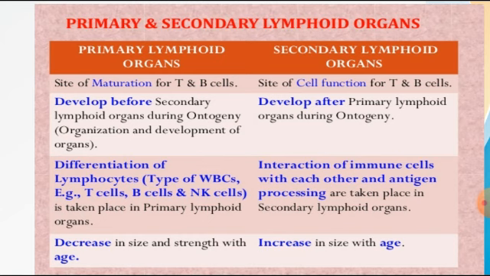And the next difference is about differentiation. The differentiation of lymphocytes takes place only in primary, and in secondary there is no differentiation. Instead of differentiation, there is interaction of immune cells with each other and antigen processing. And at last, about the anatomy of the organs, the primary decreases in size and strength with age, and the secondary increases in size with age. So that's all the differences between the primary and the secondary lymphoid organs. Thank you.